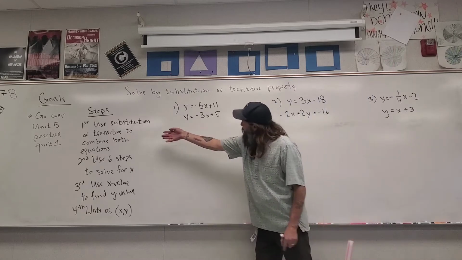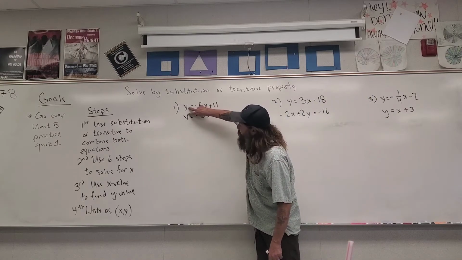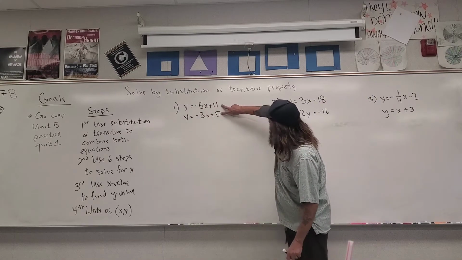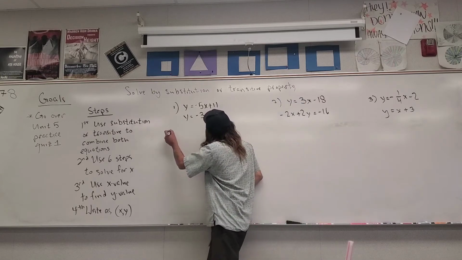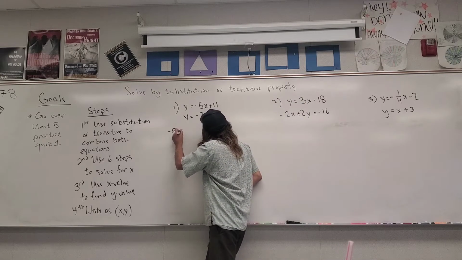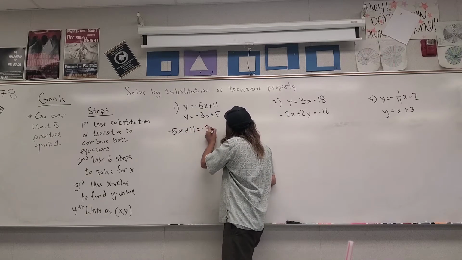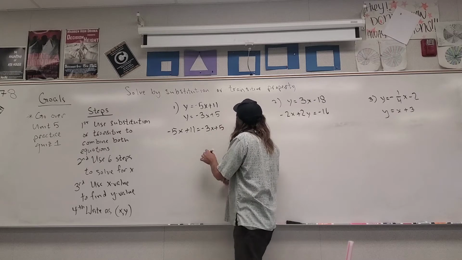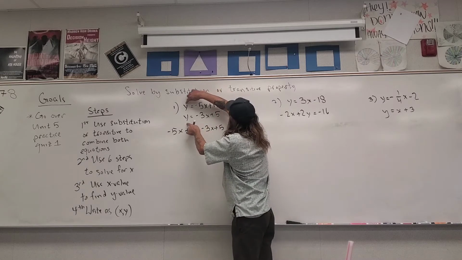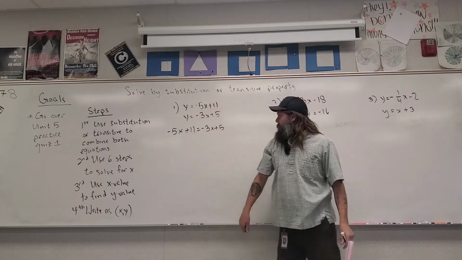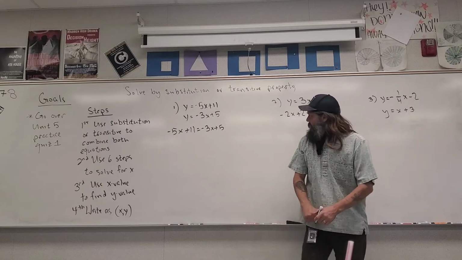Problem 1, use substitution or transitive. Since they're both equal to y, that means that these themselves must be both equal. So I can rewrite an equation as minus 5x plus 11 equals minus 3x plus 5. Again, if two things are equal to the same thing, those two things themselves must be equal. So now we use our 6 steps to solve.